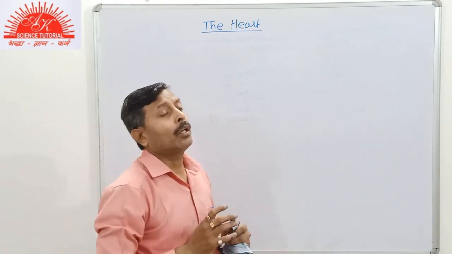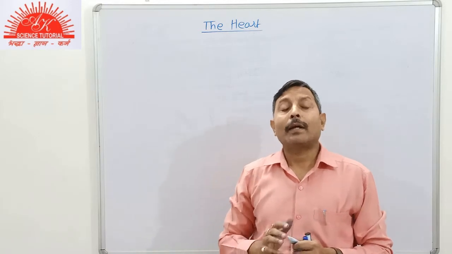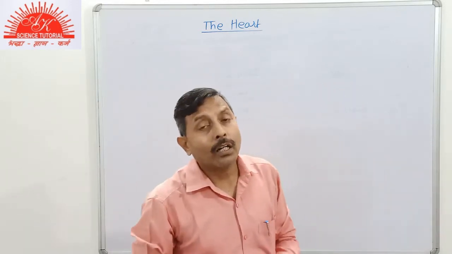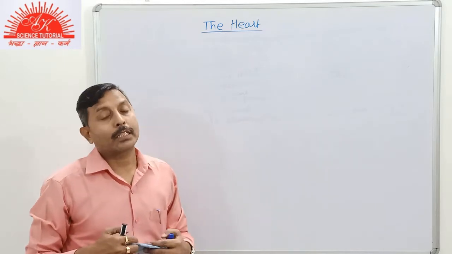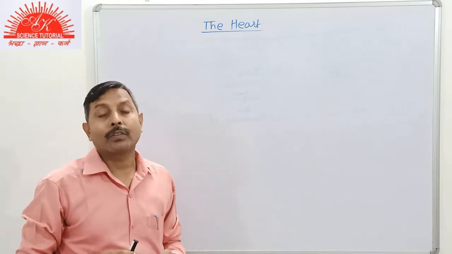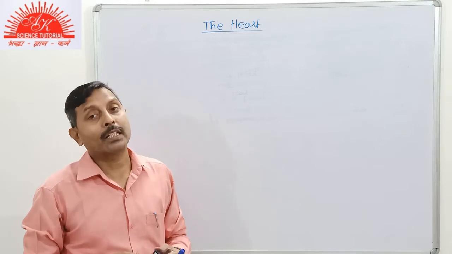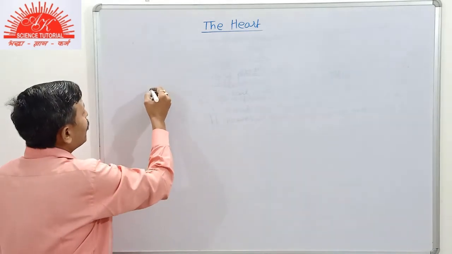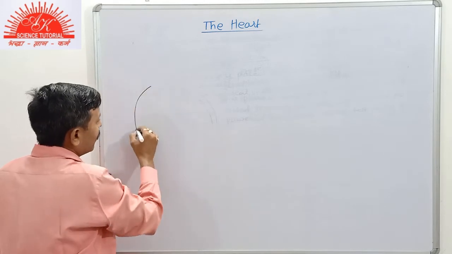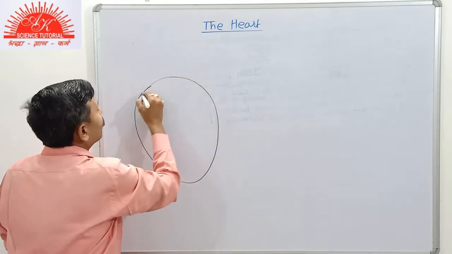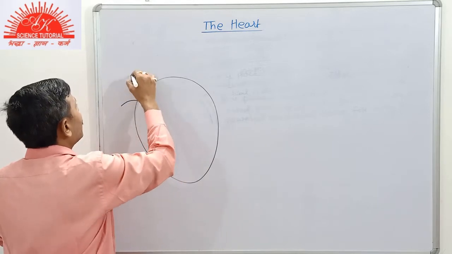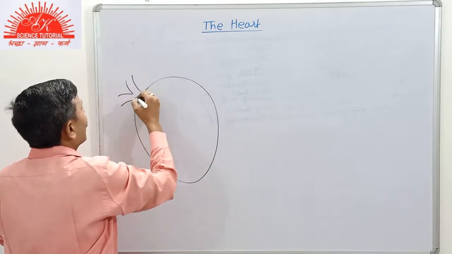Now students, we are going to study the structure of the heart. In this part you will study the chambers of the heart, the valves in it, and the blood vessels related to it. So first of all, we draw a simplified diagram. The exact diagram of the heart is not required to be drawn, but for simplicity we draw a diagram like this.